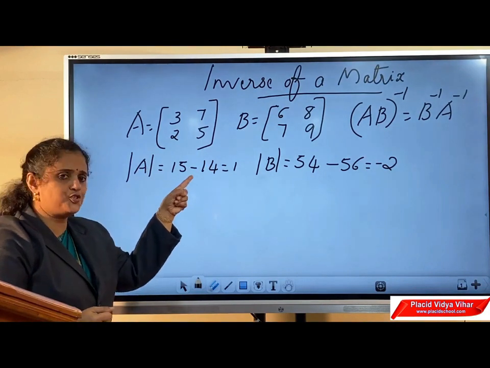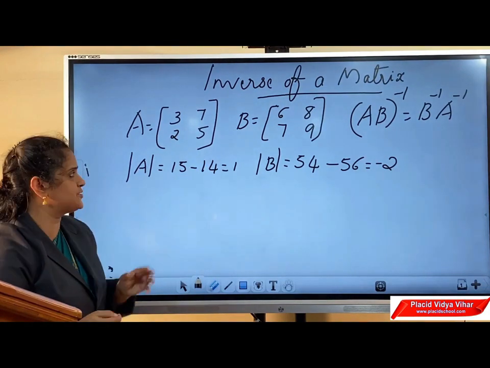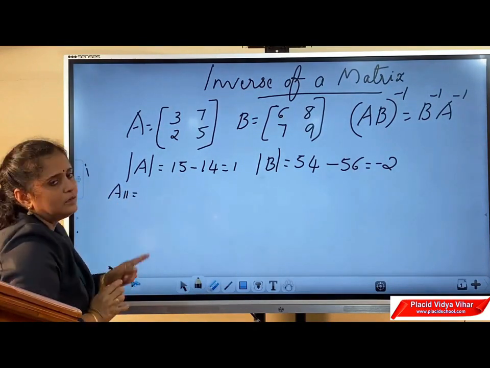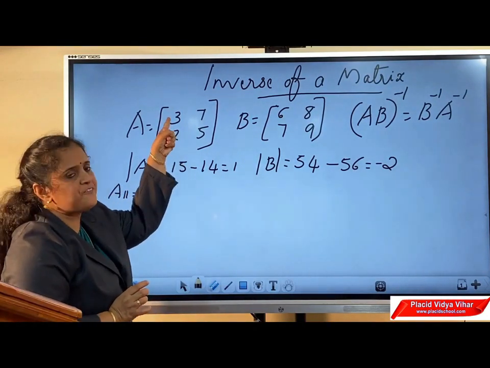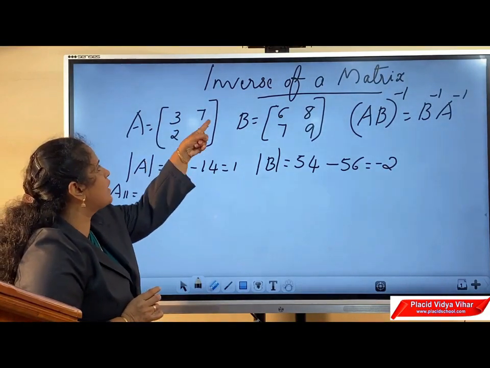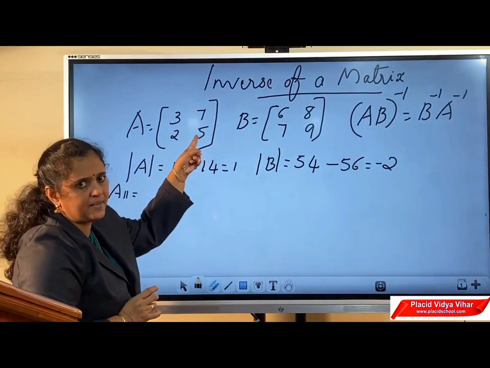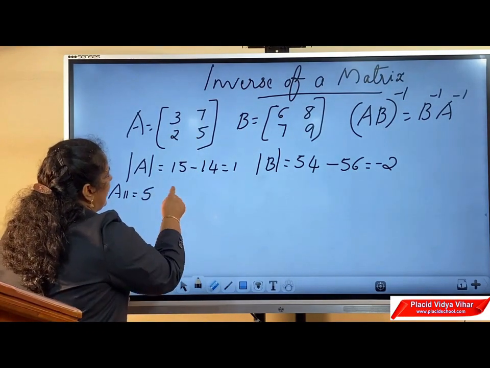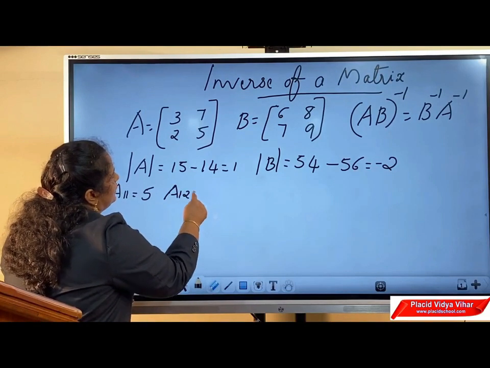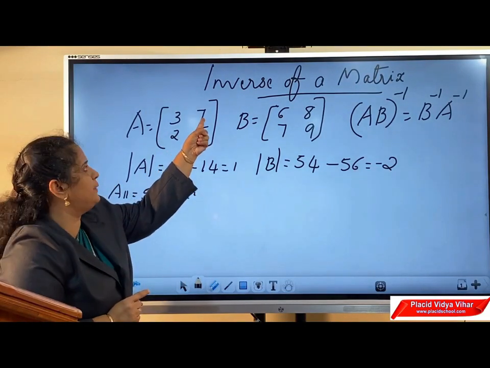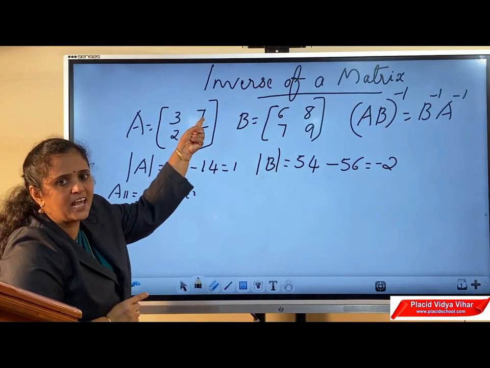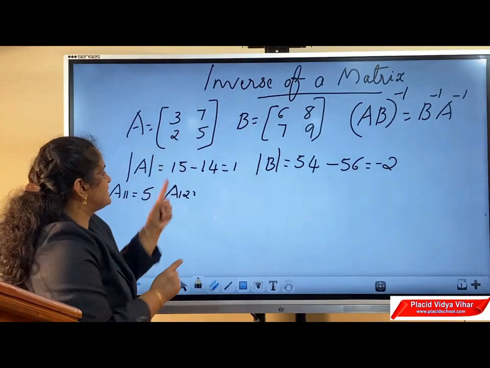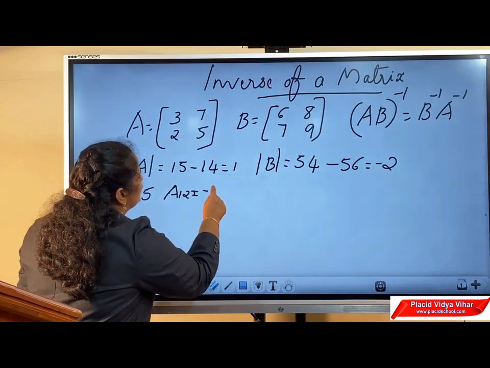When we are finding the adjoint of A, we find the cofactors first. A11 is the first row, first element. The corresponding row and column you should eliminate. The remaining element is 5, and that element is positive, 5. A12 is the first row, second element. Eliminate the corresponding row and column. The remaining element is 2, and that element is negative. That is A12 is equal to minus 2.